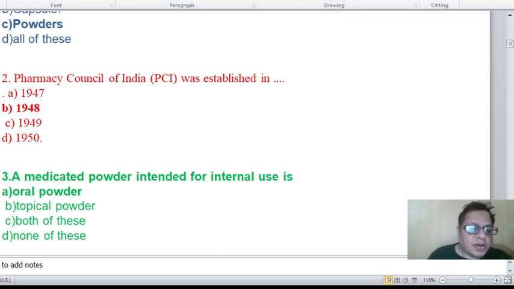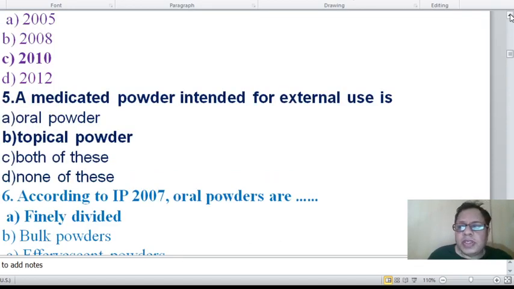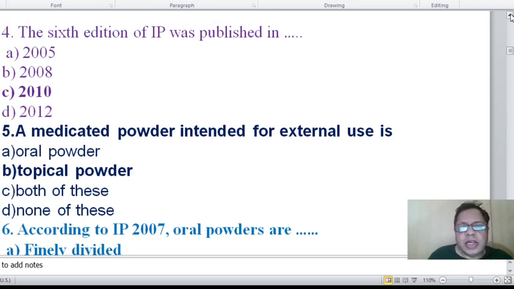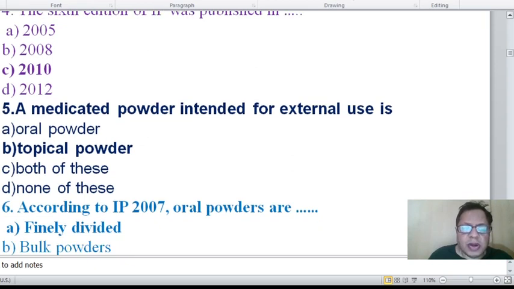Then question number 4, which actually asks about the 6th edition of IP, which was published in 2010. Question number 5, which actually asks about a medicated powder intended for external use. As I told you a couple of seconds before, topical powders are the powders which are externally used. So in question number 5, answer B is the right answer.